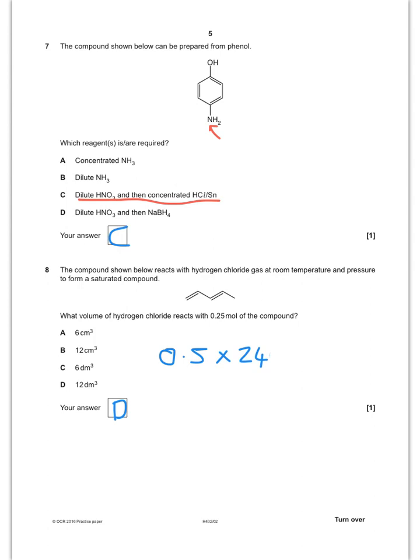Compound below reacts with hydrogen chloride gas at room temperature to form a saturated compound. What volume of hydrogen chloride reacts with 0.25 moles? For every double bond you need 1 hydrogen chloride. So you've got 2 double bonds, so you need 0.25 times 2 moles of HCl, which is 0.5.